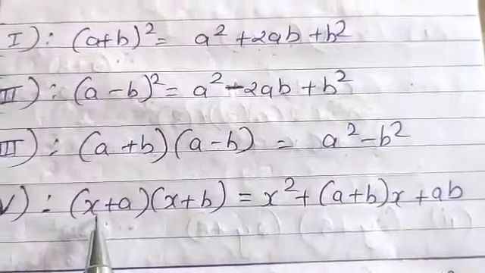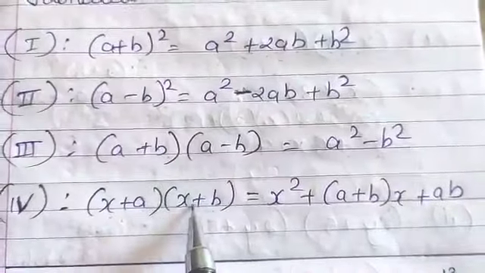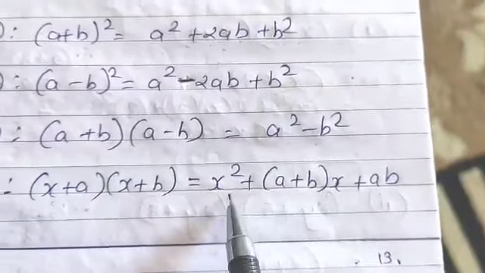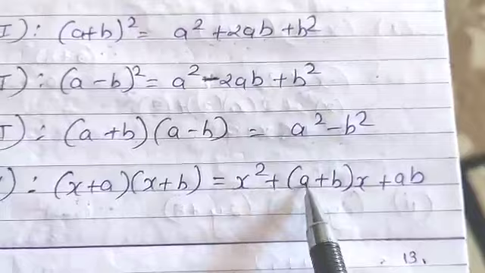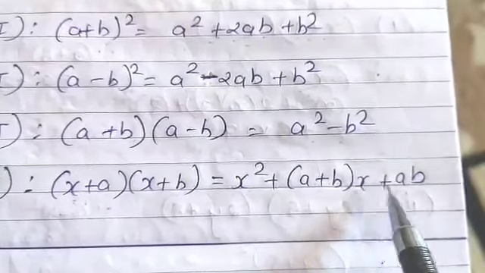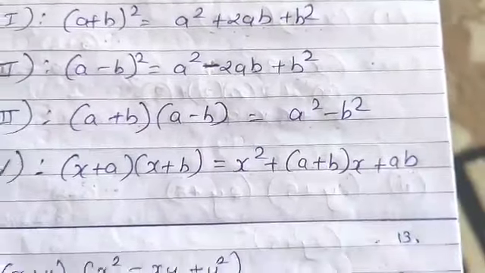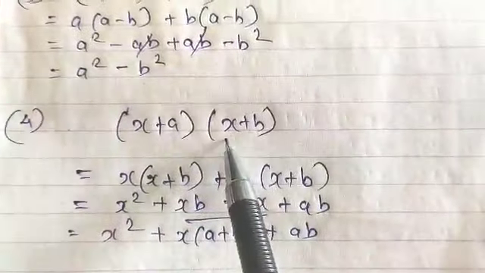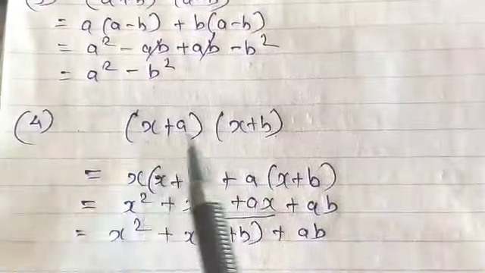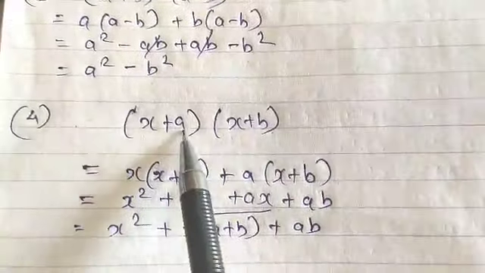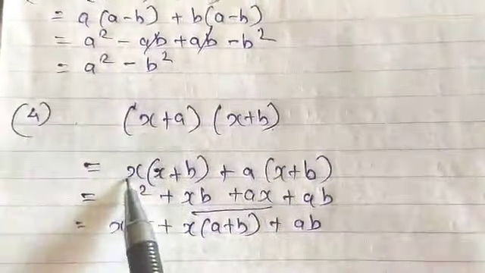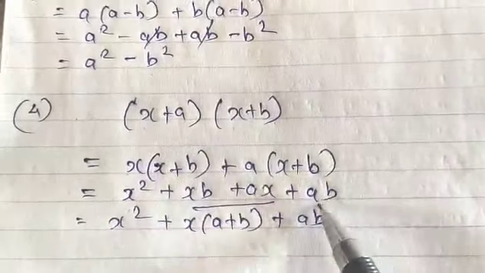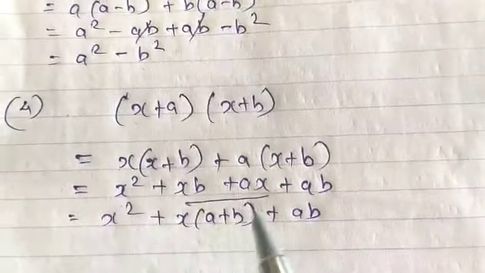Next is x plus a into x plus b. Here x is common, so you get the value x square plus a plus b in bracket into x plus ab. Let's see how you get this value. See, x plus a into x plus b. You have to multiply this x with x plus b, and this a with x plus b. X into x is x square, x into b is xb, a into x is ax, a into b is ab. Then x square as it is.